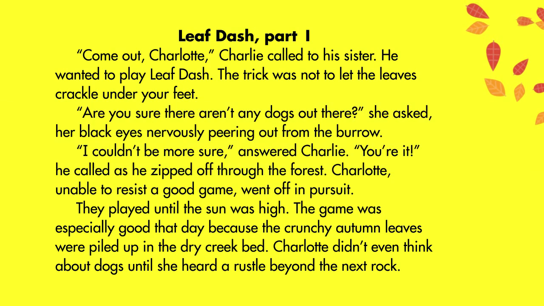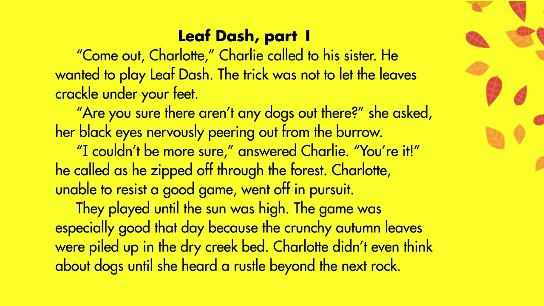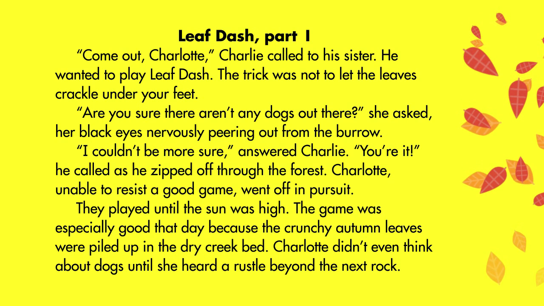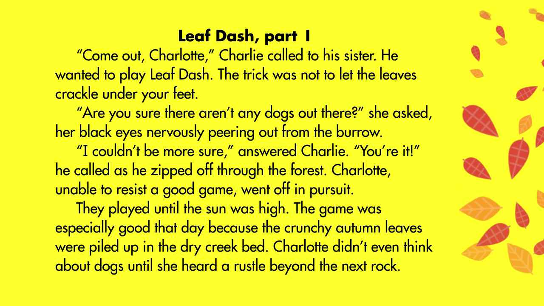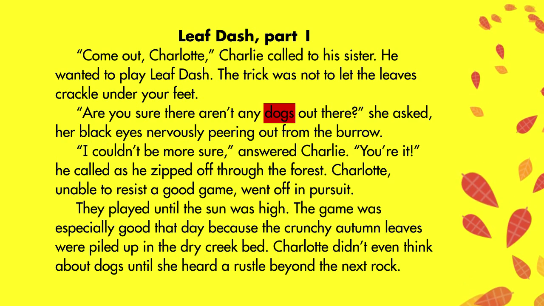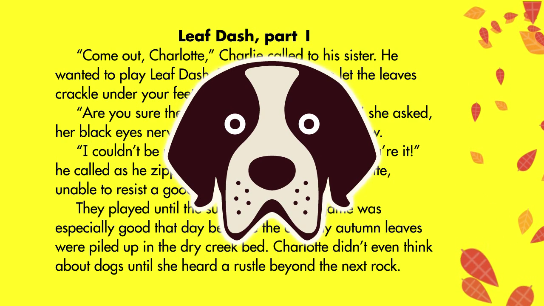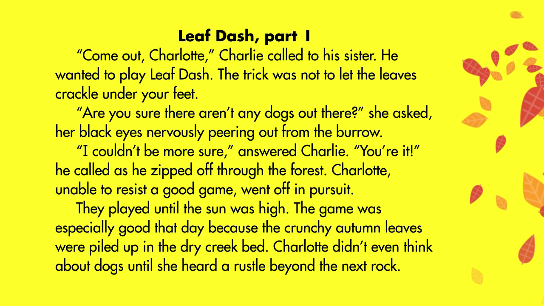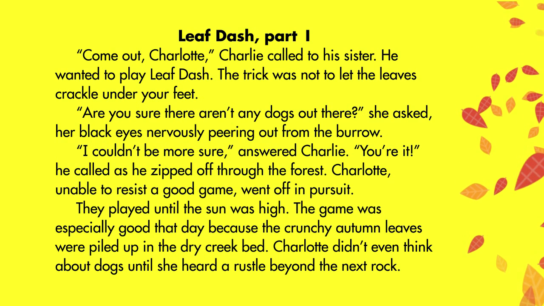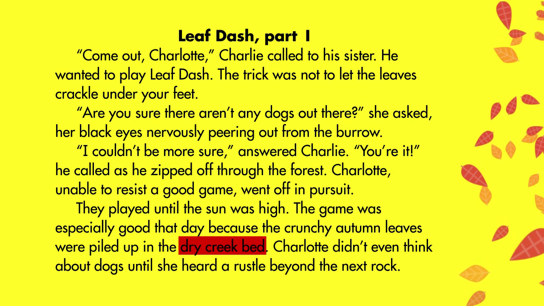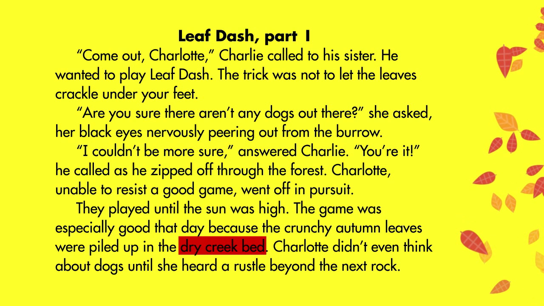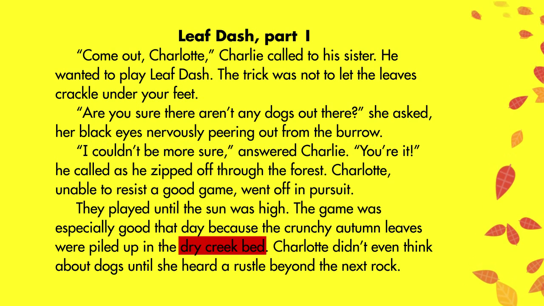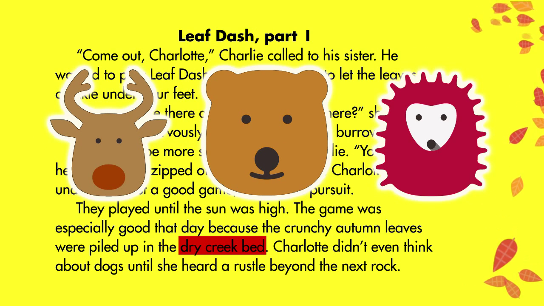To answer the question, first look at evidence from the text. Then, think about what you know from reading other texts and from personal experience. The text says that Charlotte is afraid of dogs. You know that many creatures are afraid of dogs, including some humans. The text also states that Charlie and Charlotte are playing in a dry creek bed. You know that humans might play in a creek bed, but probably not. Animals would be more likely to play there.